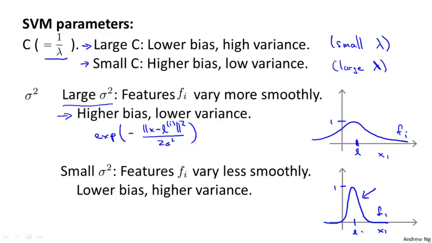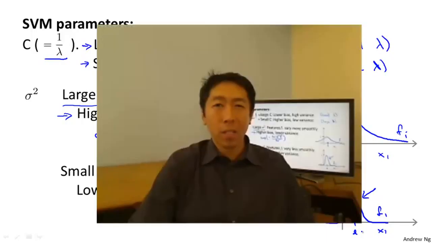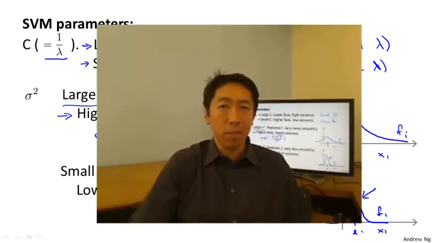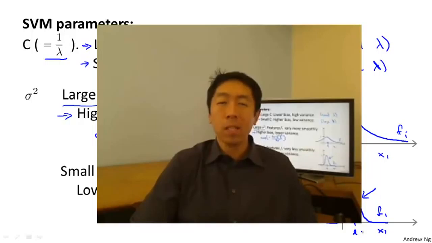So that was the support vector machine with kernels algorithm. And hopefully this discussion of bias and variance will give you some sense of how you can expect this algorithm to behave as well.